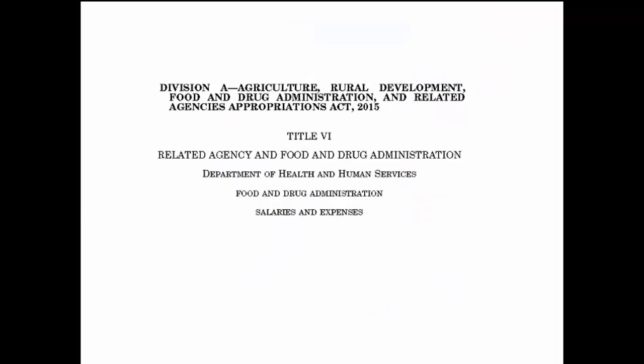However, in the Agriculture Act, the title identifies a group of related agencies and Food and Drug Administration. The header identifies the agency, DHHS. The subheader identifies the Food and Drug Administration, and there is a sub-subheading for the appropriation account, salaries and expenses.